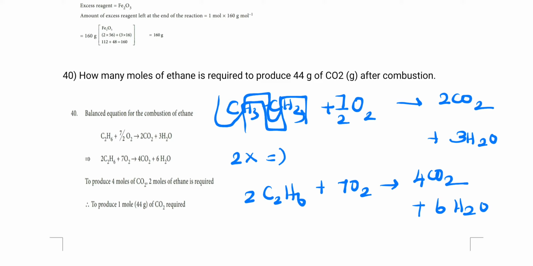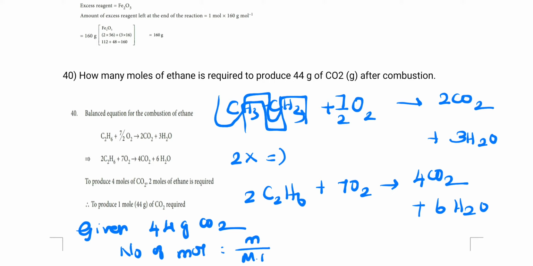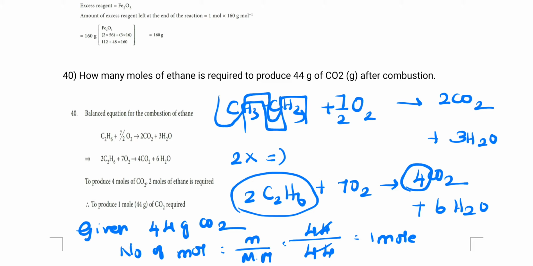Okay, now what has been given? Given is 44 grams of carbon dioxide. The number of moles of carbon dioxide is given as mass by molecular mass. What is the mass given? 44 divided by its molecular mass, which is 44. So how many moles? 1 mole. Okay, so from this equation, 4 moles of carbon dioxide is formed from 2 moles of ethane.